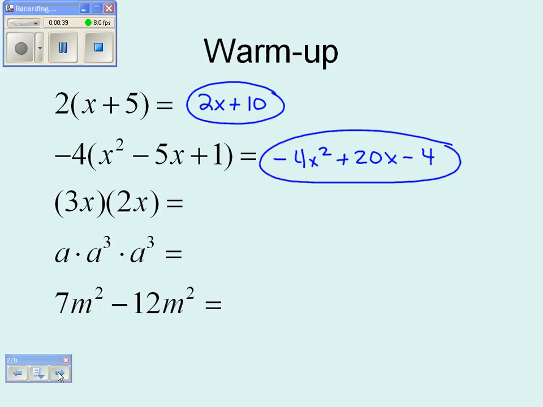And then 3x times 2x, we have to do the 3 times 2 for 6. And then x times x is x squared. Very good job. So 6x squared. And then if we have a to the 3 times a to the 3, we would end up with a to the 7 because we're adding our exponents. And if we don't see an exponent, we want to remember this means that there's a 1 there. And then if we have 7m squared minus 12m squared, we get a negative 5m squared. Very good.